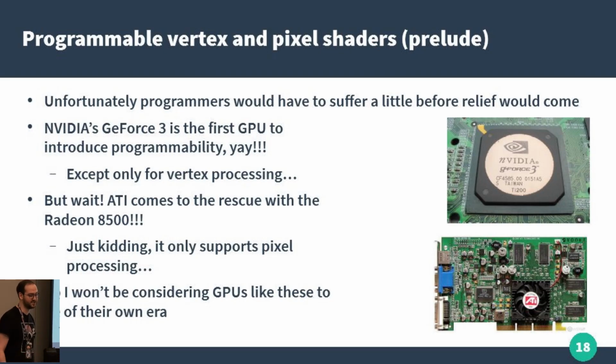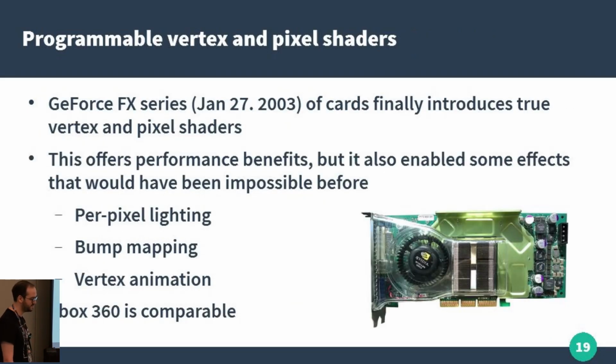I'm not going to consider these GPUs to compose their own era, but let's just move on to 2003, when the GeForce FX series of graphics cards finally release, and these introduce the concept of vertex and pixel shaders as we know them today. Code that defines what happens to each vertex and to each pixel. This offers some performance benefits, but it also enables some effects that would have been impossible before.